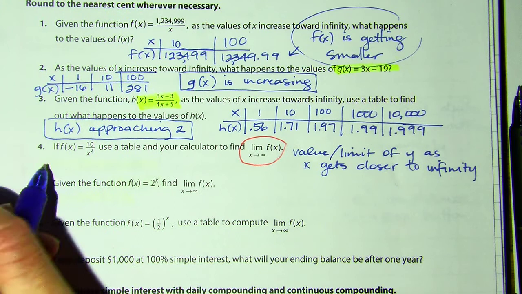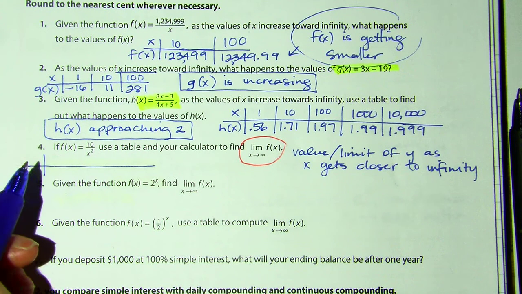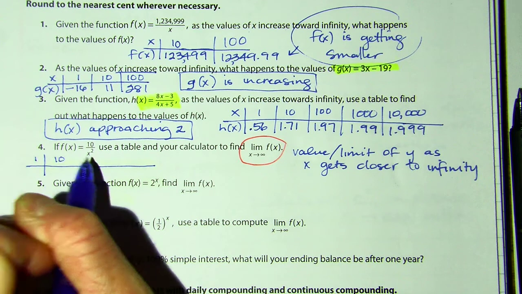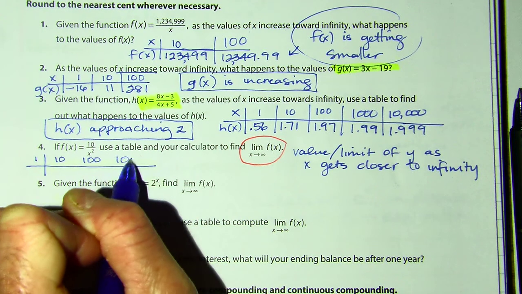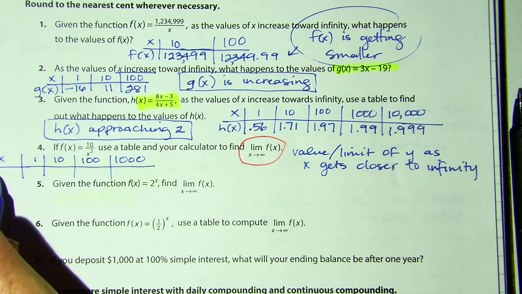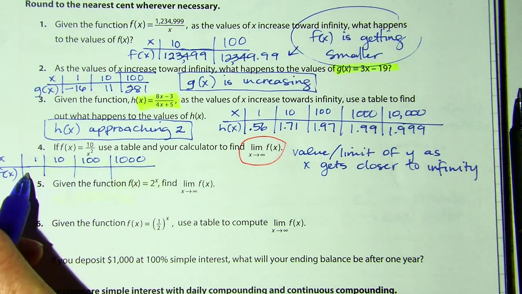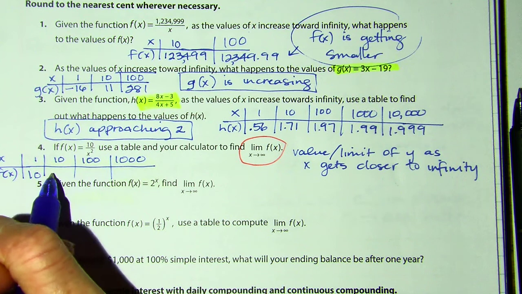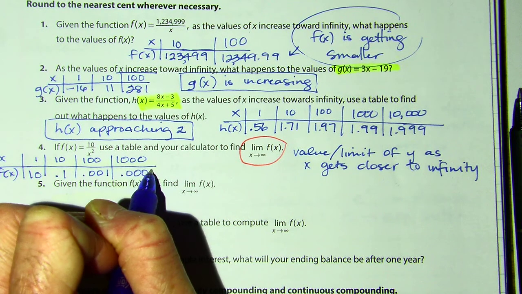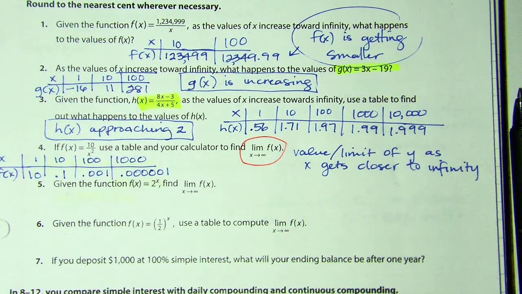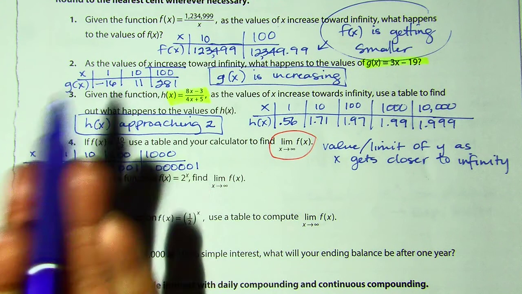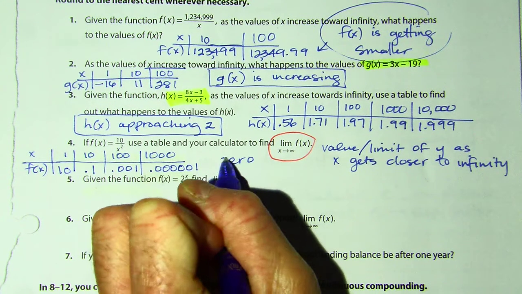Okay, so I'm going to use a table. I'm going to use the same values here. I'm going to use 1, 10, 100, and 1,000. So 10 divided by 1, this is going to be 10. 10 divided by 100, that's 0.1, 0.001, 0.000001. So what do you think the limit is here? As x got bigger, y is getting closer and closer to 0.